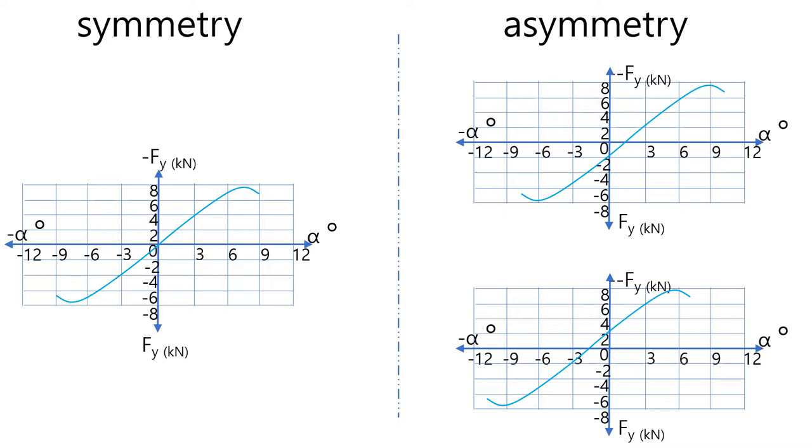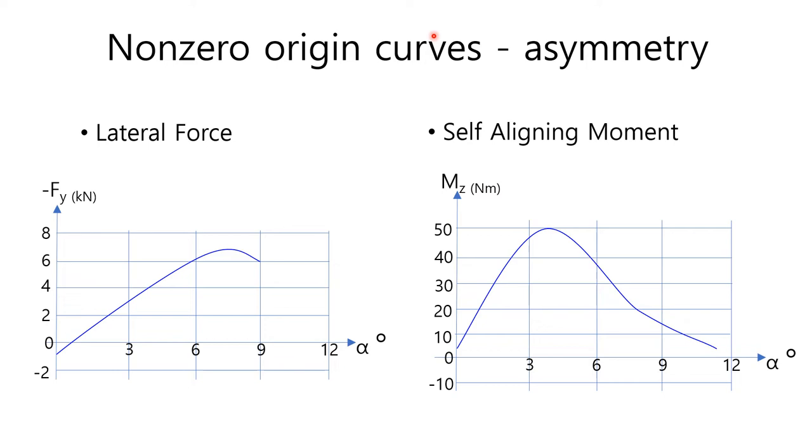Theoretically, side slip angle and the camber angle must be zero when the car with the wheel camber zero drives straight ahead on the level road. But this is not always true in reality, as I said in the previous slide. As you can see, the lateral force Fy curve and the self-aligning moment Mz curve don't pass through the zero origin in reality. The main reasons for this are conicity and the ply steer, which will be discussed from now on.